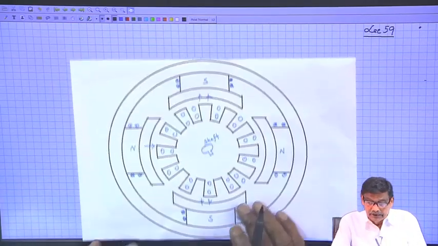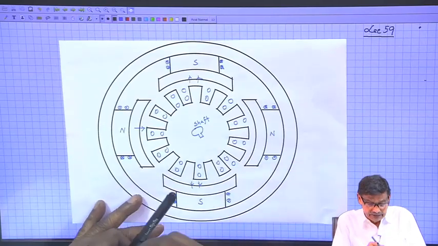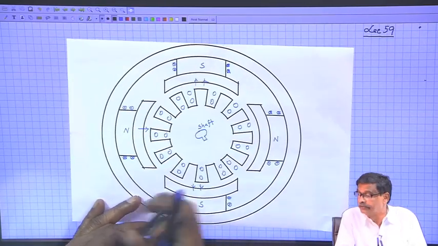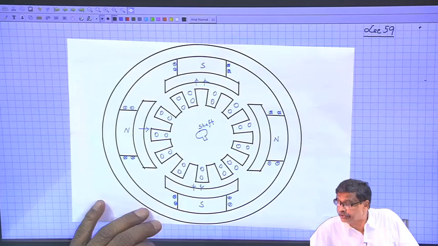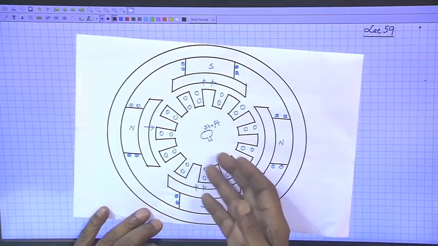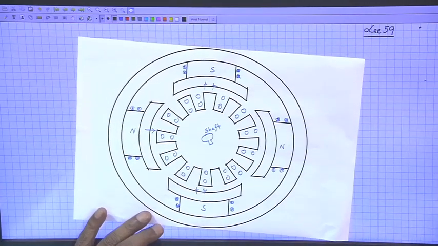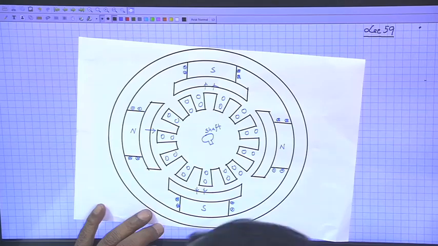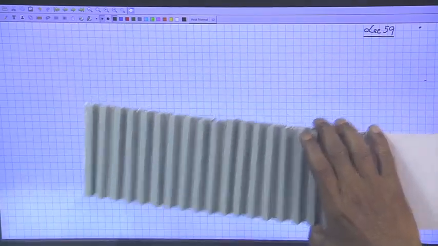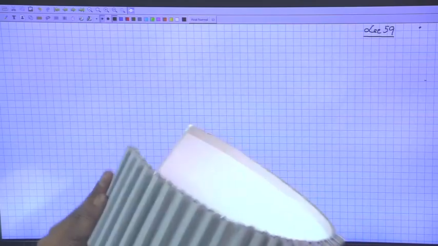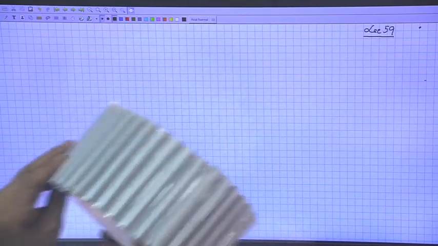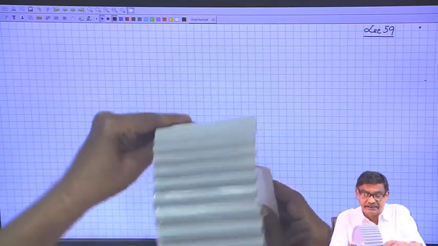Okay. Now, I will tell you what this coil is all about. Because in this diagram I cannot show the length of the machine, let me try to show it this way. See, this will actually be the rotor. Are you getting this?